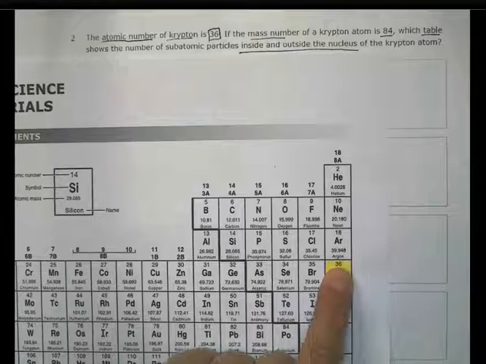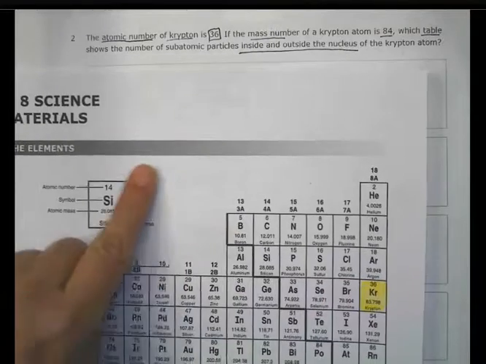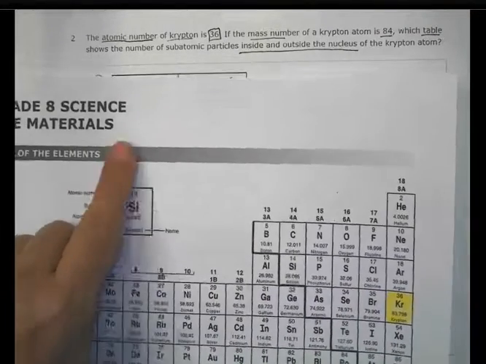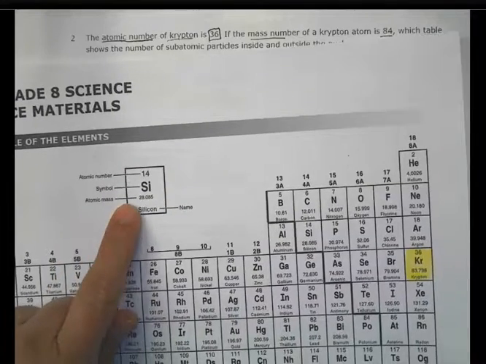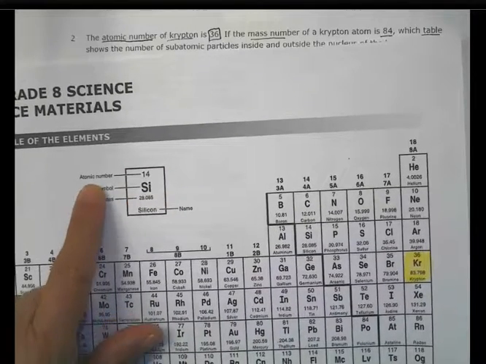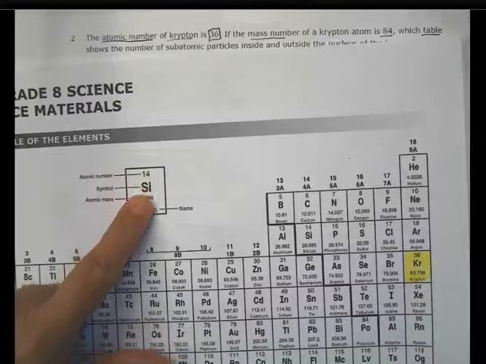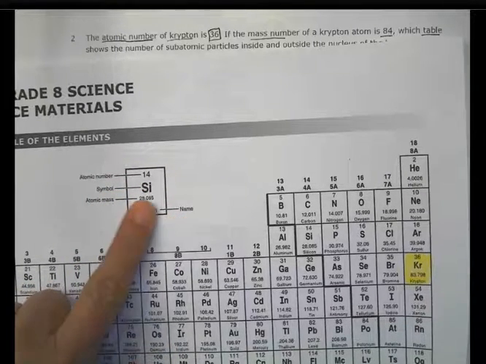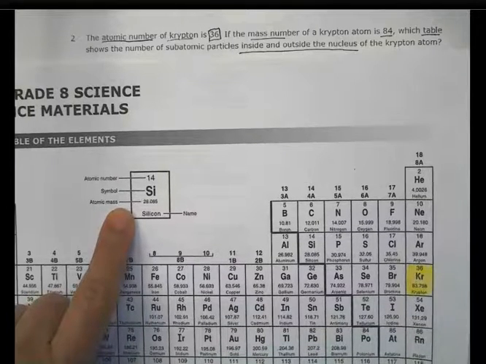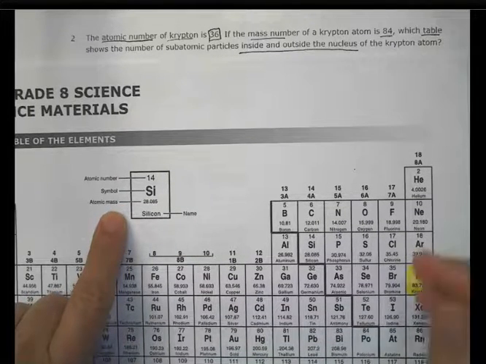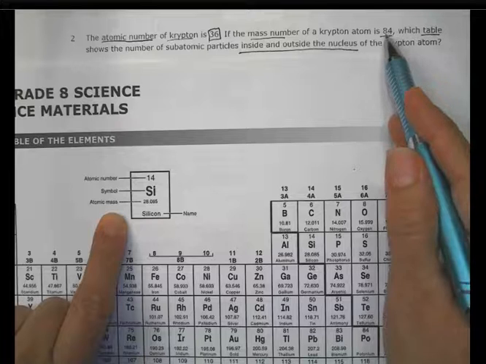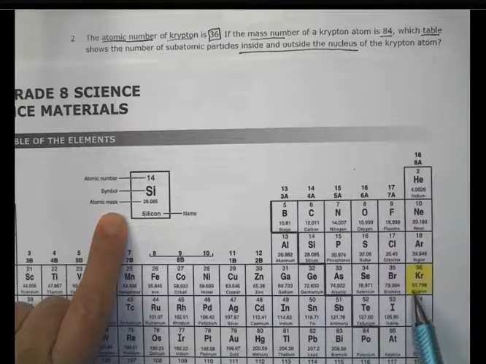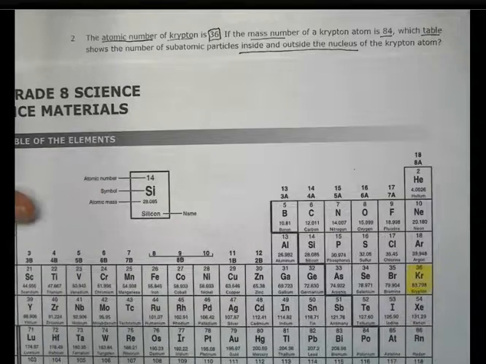For those of us that are still getting confused as to which is the atomic number, remember that over here we have the key. They use silicon to get the key, and it says atomic number is the number at the top. Then we have the symbol, the atomic mass, and then the name. So we also need the atomic mass. They gave us the atomic mass of 84. So then krypton, it's 83.7, so we round it up to 84.